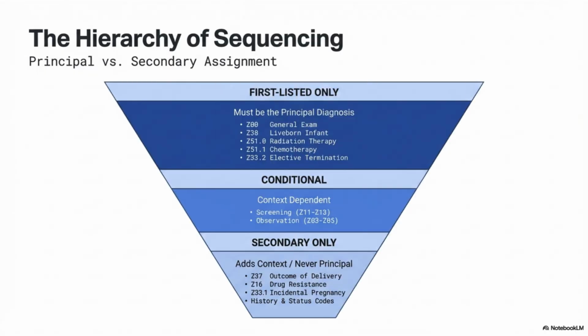Next, we look at sequencing. Some Z codes must be first listed, like Z00 for general exams, Z38 for live-born infants, and Z51.0, Z51.1 for radiation and chemotherapy. Others are conditional, like screening or observation codes. And some can never be principal, such as Z37 for outcome of delivery or Z16 for drug resistance.